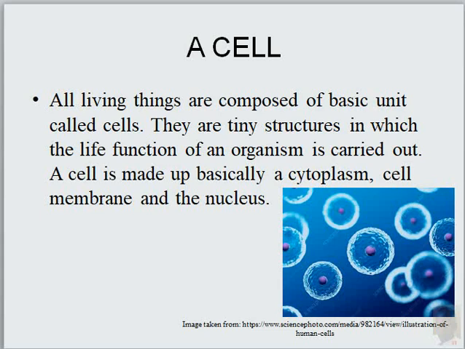All living things are composed of cells. The basic unit, the smallest living unit in any organism, is the cell. They are tiny structures in which the life functions of the organism are carried out. A cell is made up of basically a cytoplasm, some books or even online will tell you protoplasm as well, and the cell membrane and the nucleus. So there are three major components of all cells. They have a cytoplasm, they have a cell membrane, and they have a nucleus.